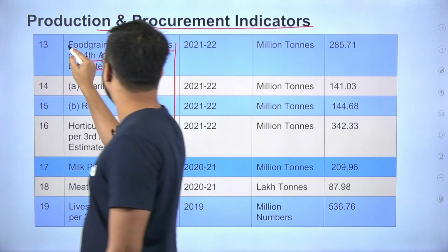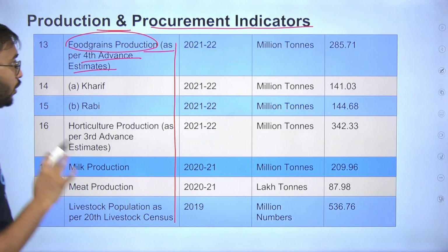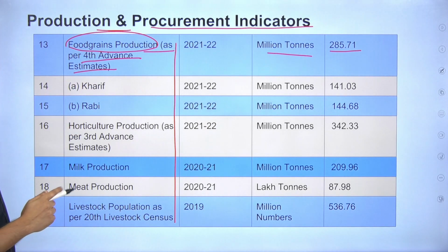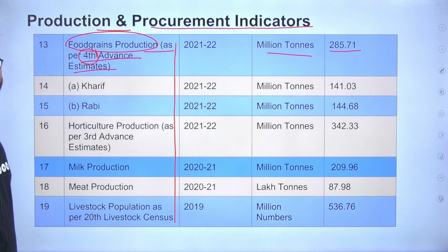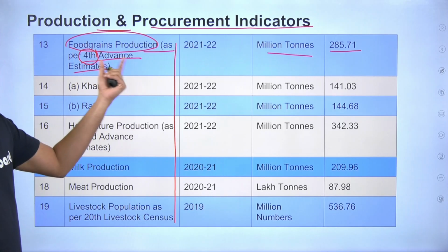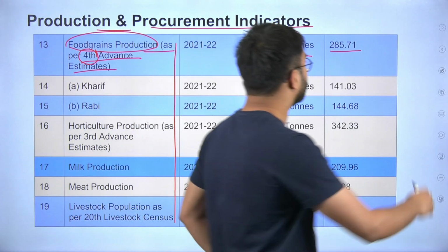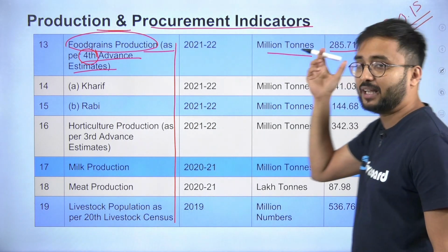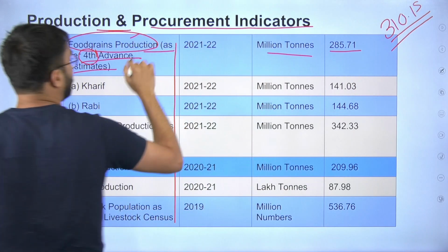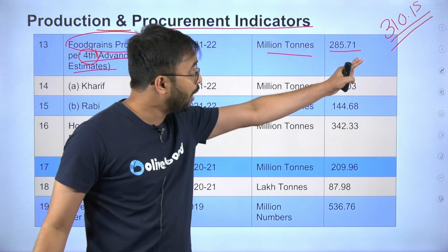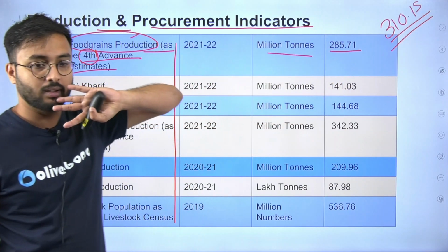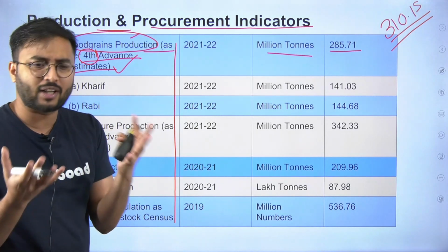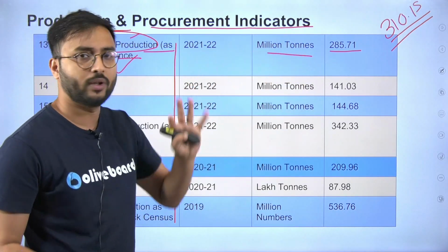So first we go towards overall food production in the country. Overall food production is 285.71 million tons. It is according to the 4th advance estimate, which is the latest estimate giving the numbers. One more thing, recently I saw a number, 310.15, given out by newspapers, or maybe given by FCI, as the total food grain production. Now it has been above 310.15. But if anybody asks you a legitimate value according to the 4th advance estimate or the latest advance estimate, you should know 285.